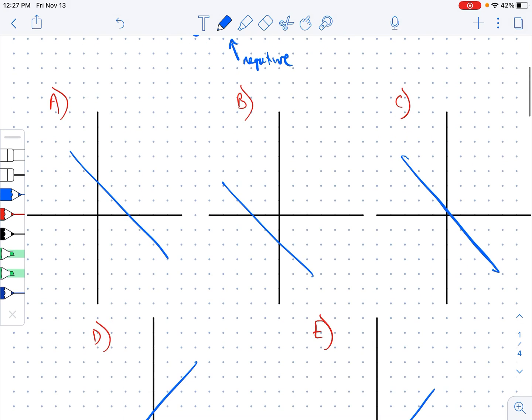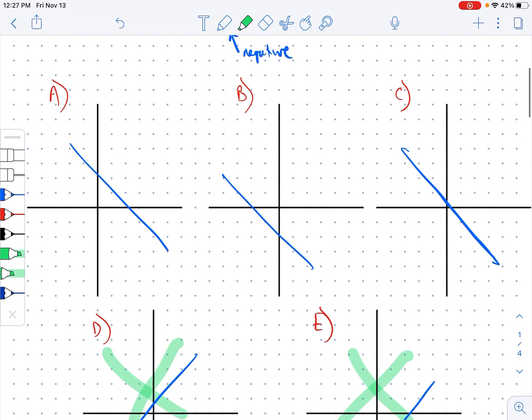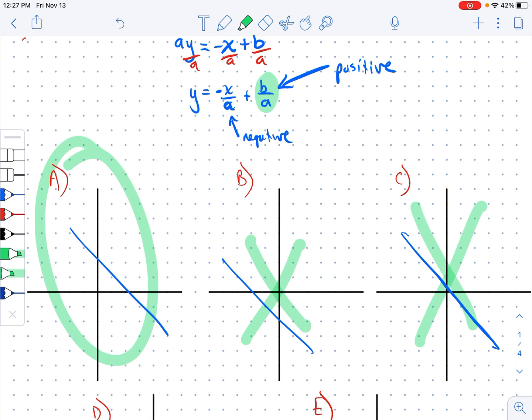So I know that my answer has to be A, B, or C, because D and E both have positive slopes. Now I also know that my y-intercept has to be positive, so I can exclude the answer of B. Now how do I determine whether it goes through the origin or not? Well, a and b have to be positive. So is b allowed to be equal to 0? No. Is 0 positive? No. So it cannot be C, and that's why the correct answer was A.